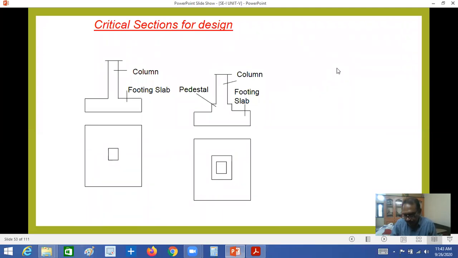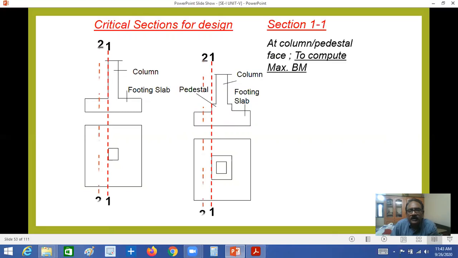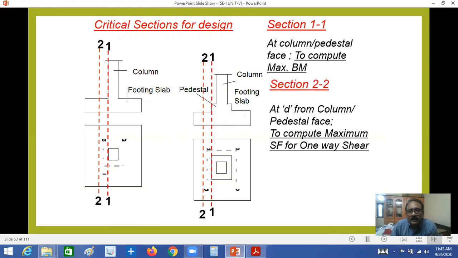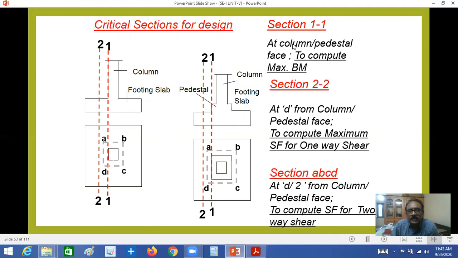In this unit, I explained different types of footings, the design of wall footings, and isolated footings. Regarding isolated footings, I explained the critical sections. That is, if you see the different critical sections: column, footing slab, stepped footing or sloped footing slabs. This is very important, so try to understand this figure.